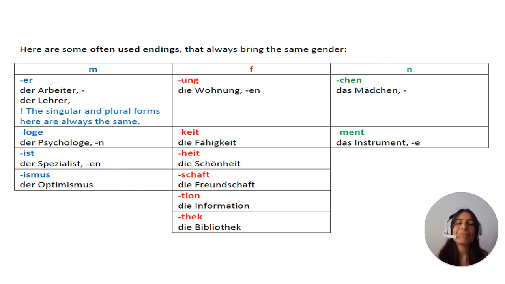And just like in masculine with the suffix er, we have here the same form for plural. Das Mädchen, die Mädchen. It doesn't change at all. Okay, and the next suffix here is ment, das Instrument. As I told you, this is no full list of the suffixes in German, but just a good start, I think.